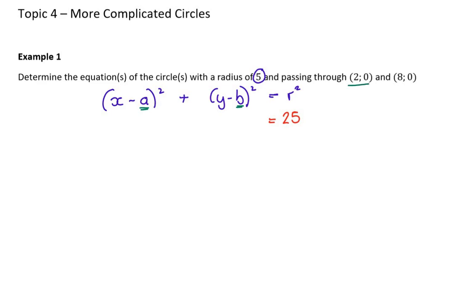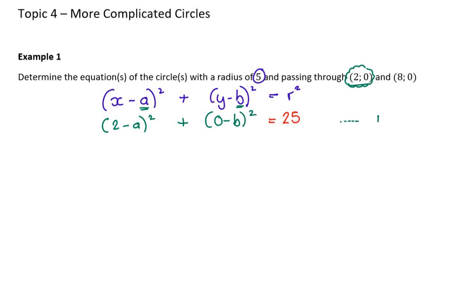However, I do have 2 points. So I'm starting to think that this could possibly be a simultaneous equation. Now this looks like a really horrible simultaneous equation, but what you're going to soon realize is that these things actually simplify really nicely. So I'm going to sub in the point (2, 0) and see where I get to. So x is 2, so this would be (2 − a)² when y is 0. So this is (0 − b)².